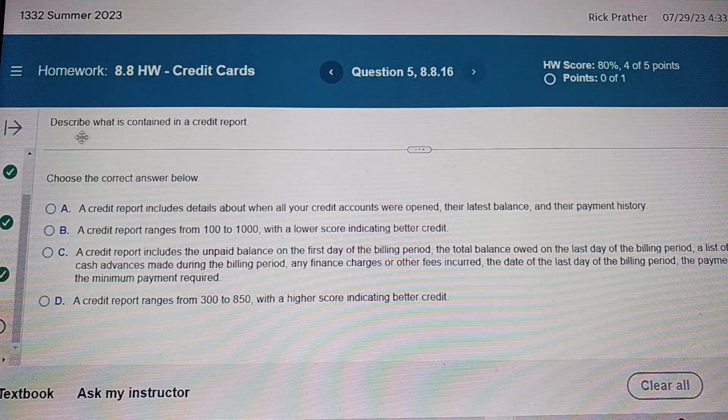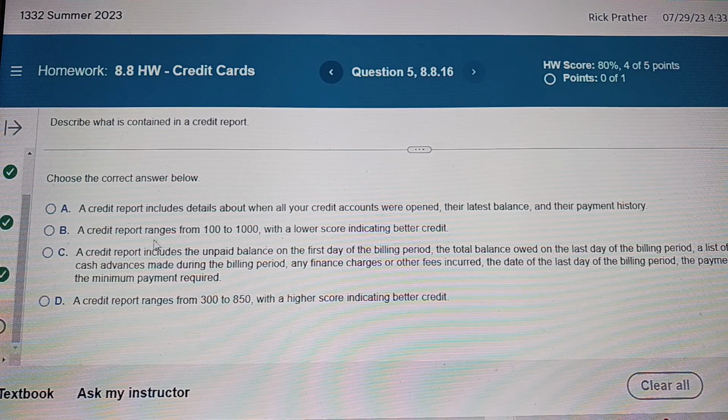Okay, describe what is contained in a credit report. You can get a free credit report every year. And in addition to your credit score, it tells you things like what credit accounts are opened. And you could say, wait a minute, I never opened a MasterCard account. Maybe somebody has stolen your identity if you check that out. So a credit report includes details about when all your credit accounts were opened, yes, their latest balance, and their payment history. I don't know if it has balances on it.